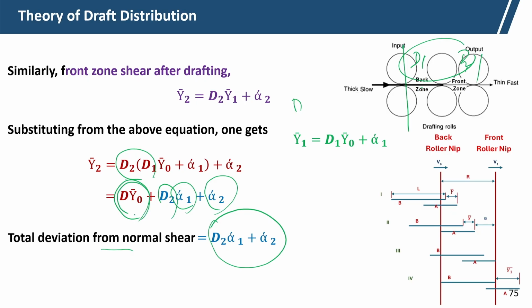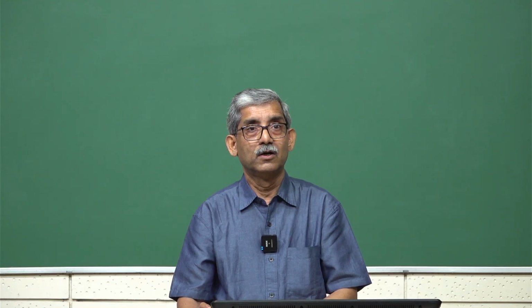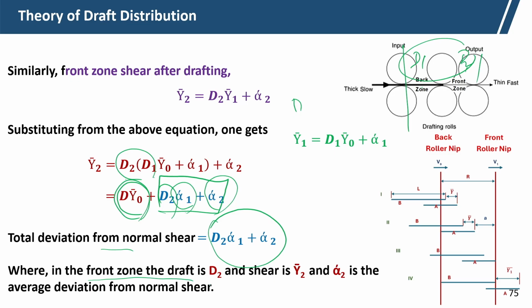For normal shear it should have been d multiplied by y0 bar, but this is the total deviation here, and now this deviation has to be reduced. If we can achieve this lower deviation, then we can reduce the drafting wave, or the irregularity, where in the front zone the draft is d2 and the shear is y2, and alpha 2 is the average deviation from the normal shear at the front zone draft.